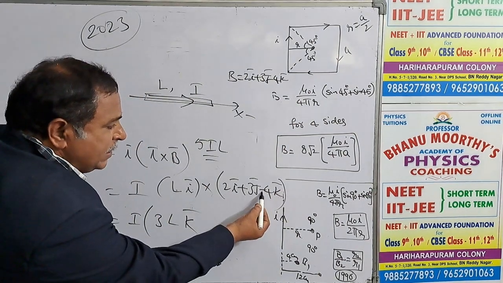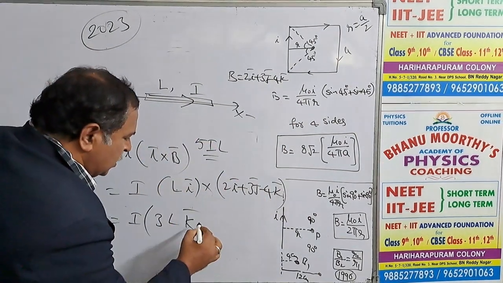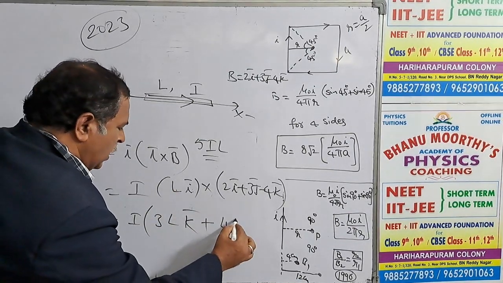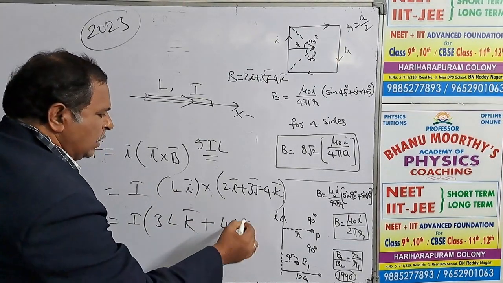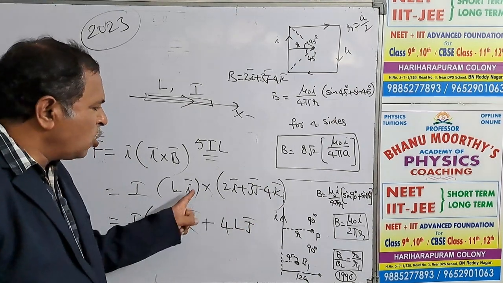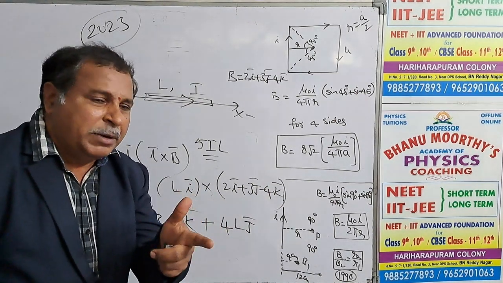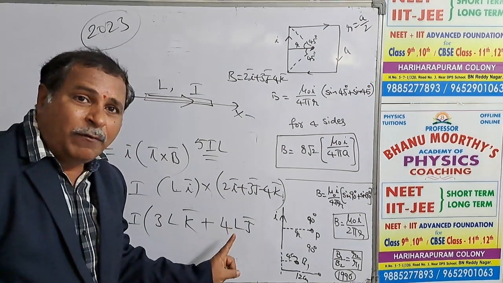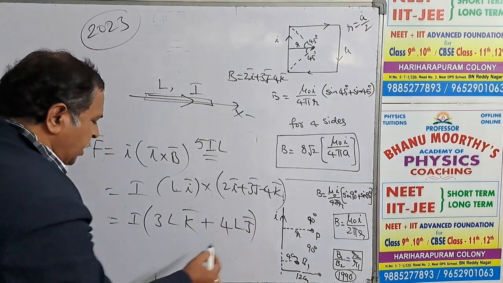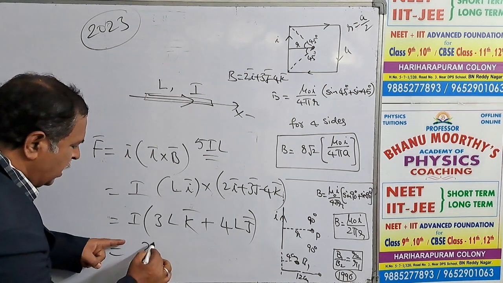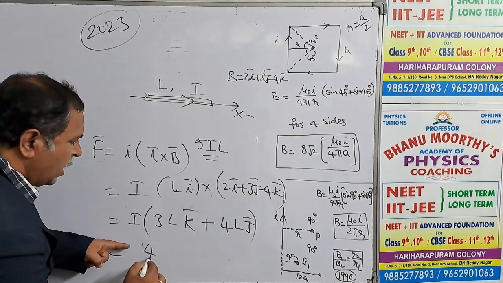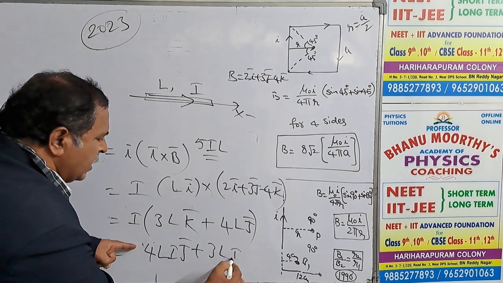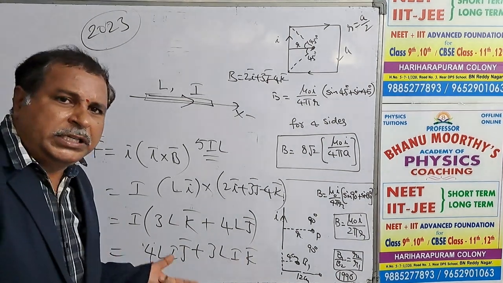Already a minus is there, so minus of minus is plus, then L into 4, so 4L j bar. That is why it is plus 4L j bar. My dear NEET aspirants, so this is 4LI j bar plus 3LI k bar. So this is the answer.